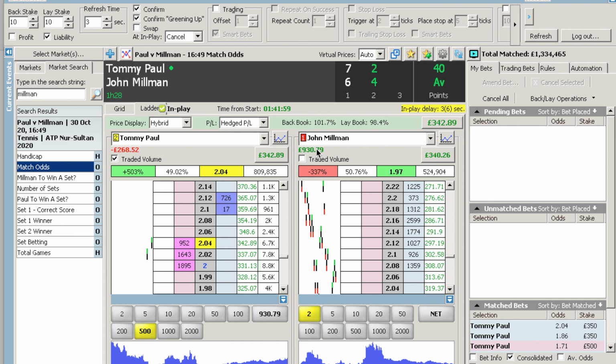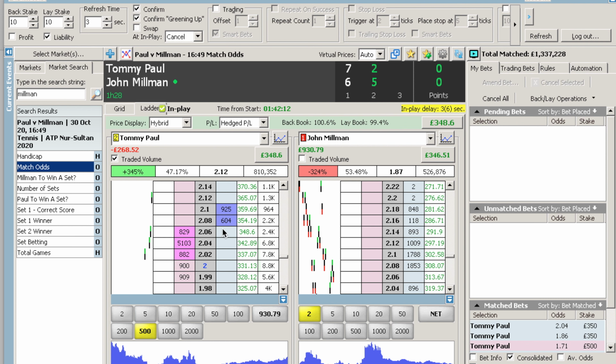Now it looks like Millman is about to break Tommy Paul here. We've got the price of 2.04. Now I'm tempted to get in here, but I'm just going to wait to see if Millman can break, and yes, he has broken him. So we've got the price of 2.12.